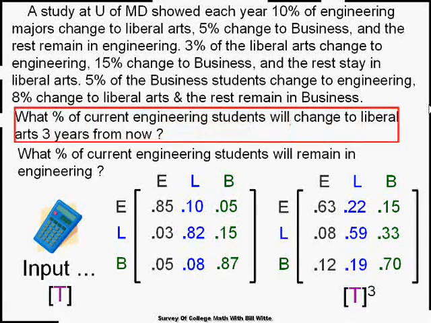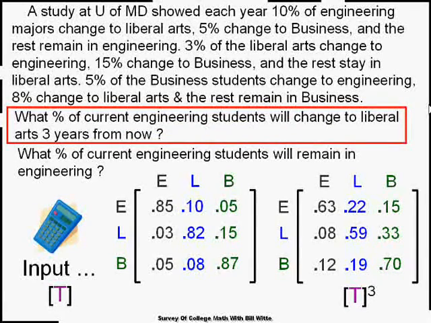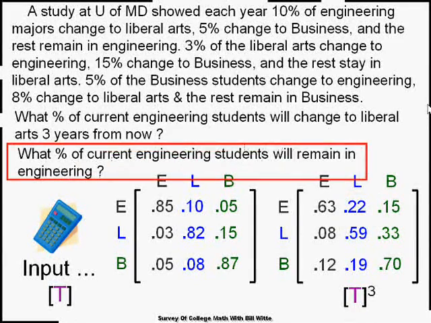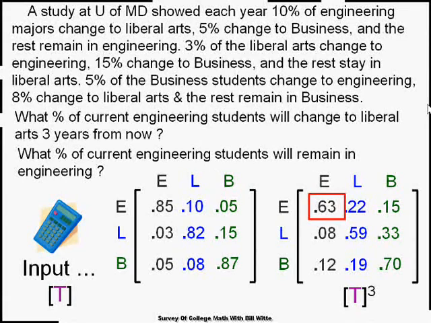What's the question? Question is, what percent of current engineering students will change to liberal arts? So I want to go use my T to the third, my transition to the third, and I want to go from engineering to liberal arts. And there's your answer. Now I do have another question. What percentage of current engineering students over the 3 years will remain in engineering? Well, let's see. We're going to go from engineering to engineering. You're absolutely correct. And there it is. Okay, we've done it over 3 years. Pretty cool, huh?